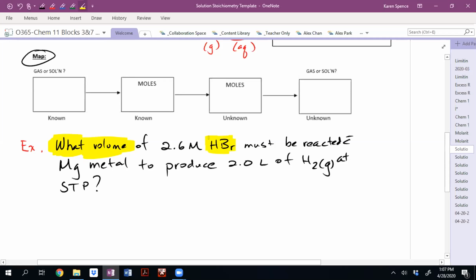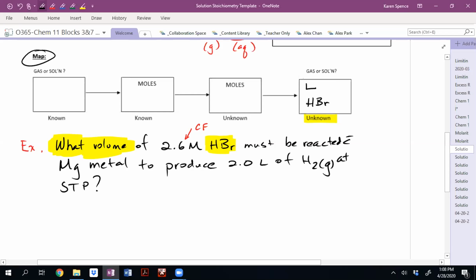Yes, we have some information about the HBr, but remember, this is going to be a conversion factor. So even though we know some information about the HBr, it is still our unknown. We can fill that in over in our unknown box. So our unknown is the volume, in this case liters of HBr.